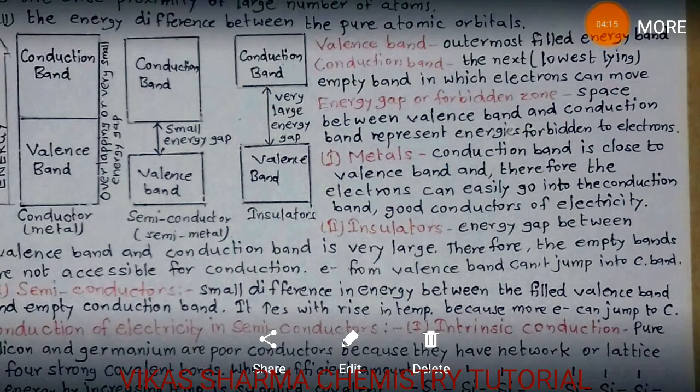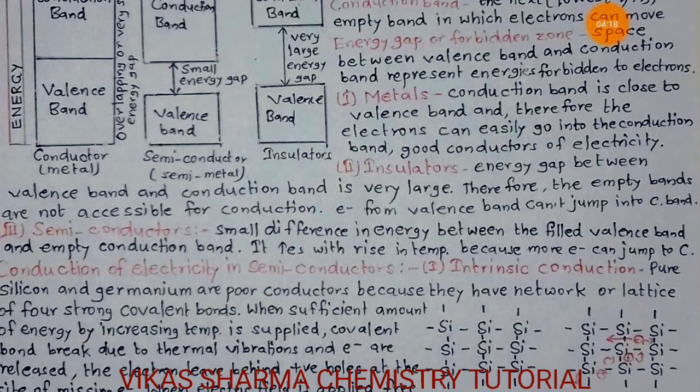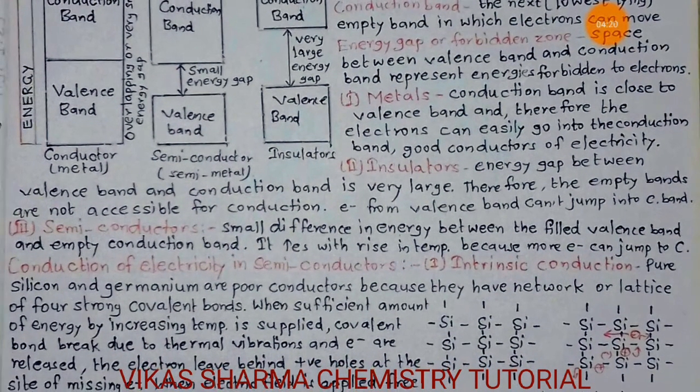Second one, insulator: the energy gap between the valence band and conduction band is very large, therefore the empty bands are not accessible for conduction; electrons cannot jump from the valence band into the conduction band. And third condition, semiconductor: a small difference in energy between the filled valence band and the empty conduction band. Conductivity increases with a rise in temperature because more electrons can jump to the conduction band.